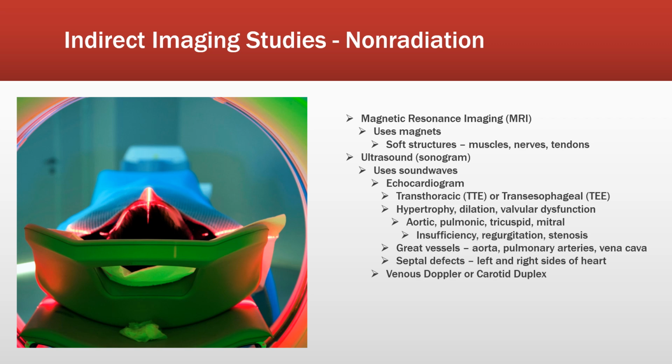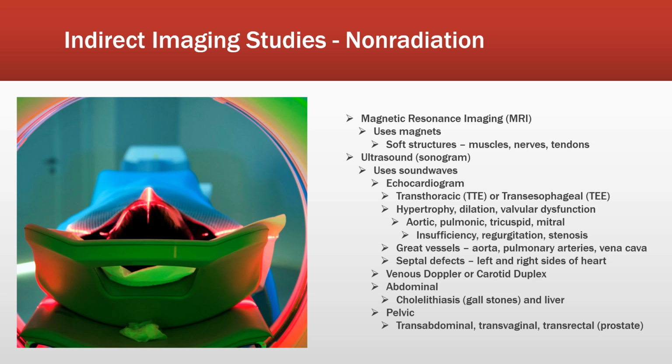Ultrasounds may also be obtained of the abdominal and pelvic regions to assess the gallbladder for cholelithiasis or gallstones, the liver for any abnormalities, and the female reproductive organs including the uterus, cervix, ovaries, and fallopian tubes. Pelvic ultrasounds for females may be external, called transabdominal, or internal, called transvaginal.